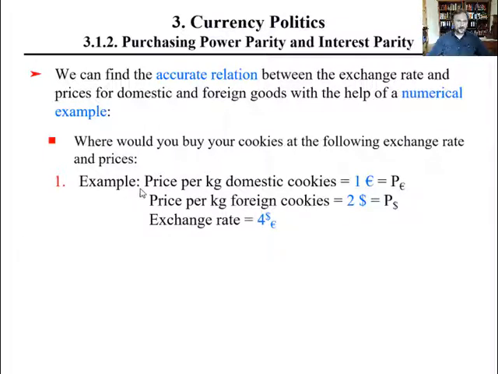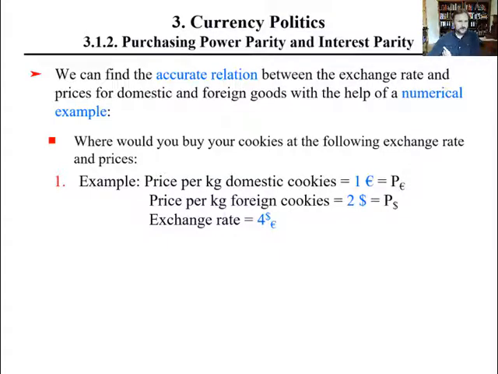Let's assume that the price for a kilogram domestic cookies equals €1 and the price for a kilogram cookies in the United States equals $2. So this is the euro price and this is the dollar price of a kilogram cookies. If the exchange rate would equal $4 for €1, what cookies would be cheaper, American cookies or European cookies?